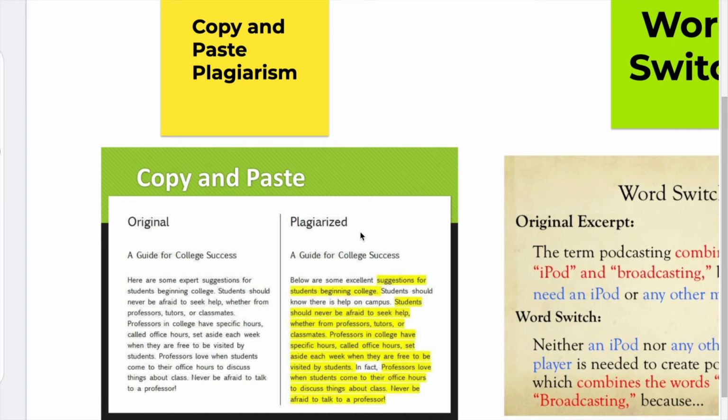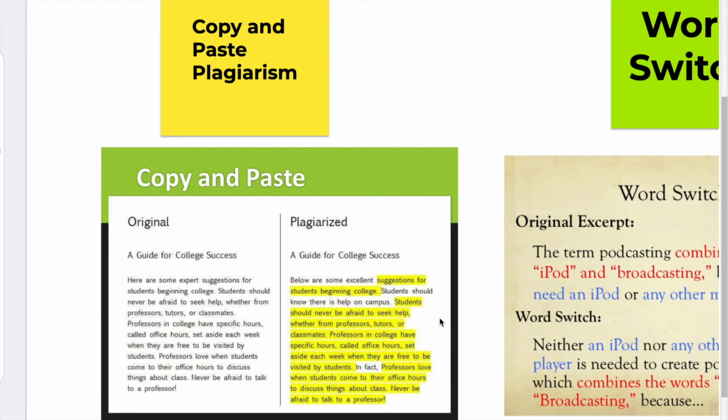Now, this is the plagiarized version. This is what the student wrote. Below are some excellent suggestions for students beginning college. Students should know there is help on campus. Students should never be afraid to seek help, whether from professors, tutors, or classmates. Professors in college have specific hours called office hours set aside each week when they are free to be visited by students. In fact, professors love when students come to their office hours to discuss things about class. Never be afraid to talk to a professor.